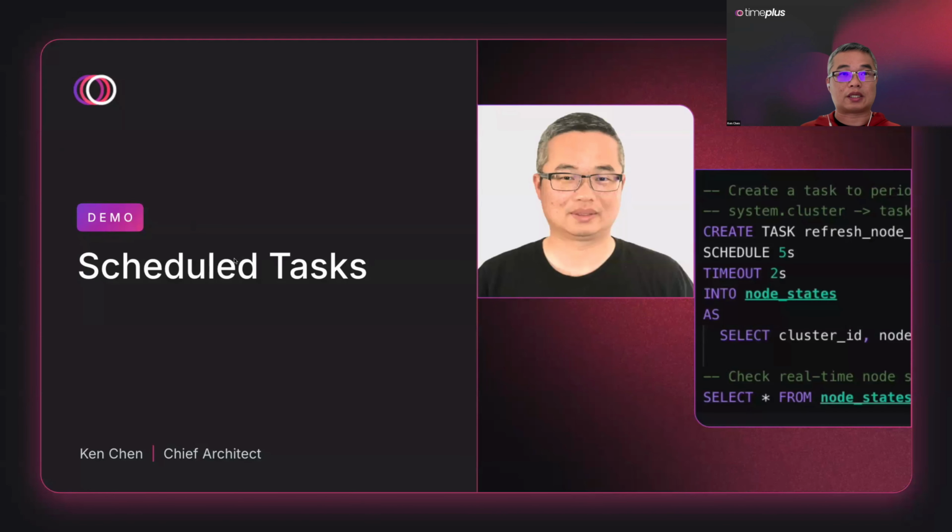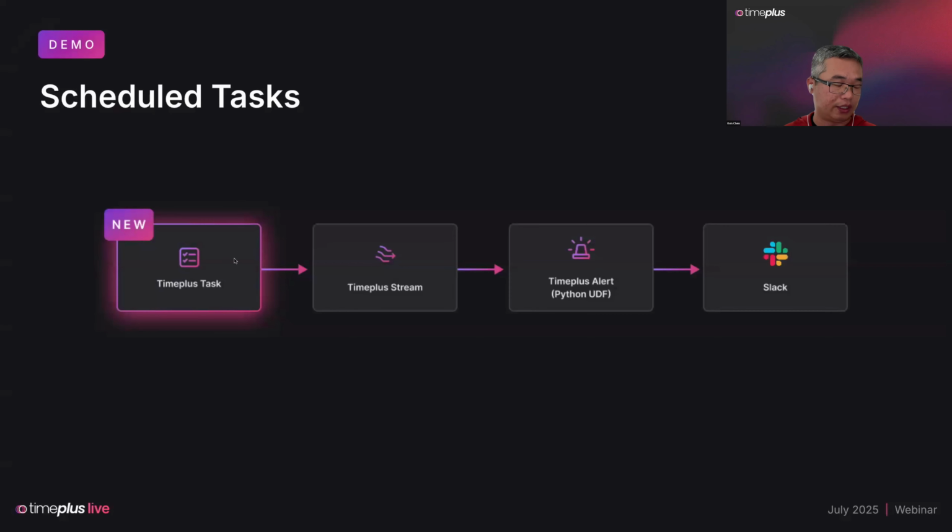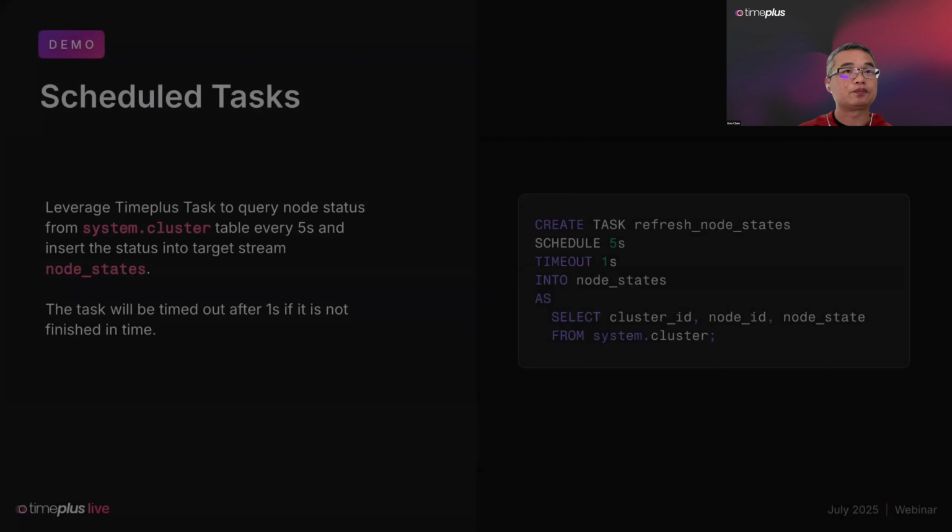In this demo scenario, I create a scheduled task. A scheduled task is just like a cron job, which runs some query and collects some data. It can periodically run a query, get some data, and write the data to a target Timeplus stream. On the other hand, we can create a Timeplus alert, which monitors if there's anything interesting in this stream and triggers the alert to Slack. In this case specifically, we like to monitor the node status. If there's a node which is offline, we like to trigger the Slack alert.